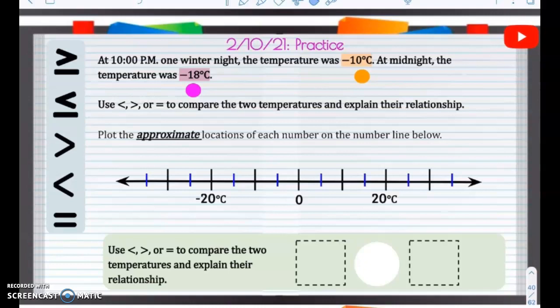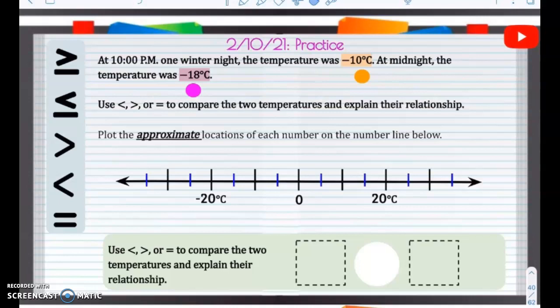Okay, well, we can think of it as Fahrenheit, but this is Celsius, so this is what the temperature they read in other countries typically. So negative 10 degrees Celsius. At midnight, the temperature was negative 18 degrees Celsius. So we're going to use less than, greater than, or equal to compare the temperatures and explain their relationship.